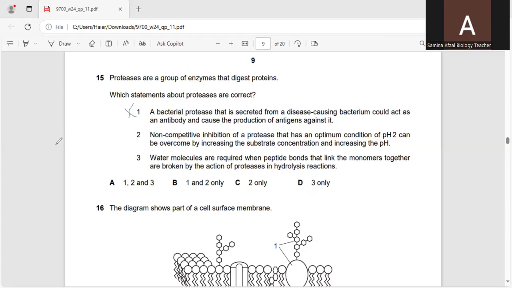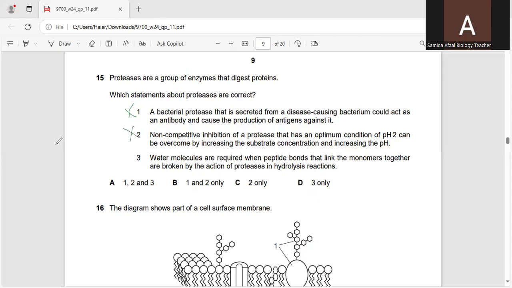Statement 2 is also incorrect because the non-competitive inhibition of a protease cannot be overcome by simply increasing the substrate concentration. Non-competitive inhibitors bind to a site on the enzyme, anywhere on the enzyme instead of the active site, reducing its activity. Increasing substrate concentration won't replace the inhibitor. So it is also not a correct option.